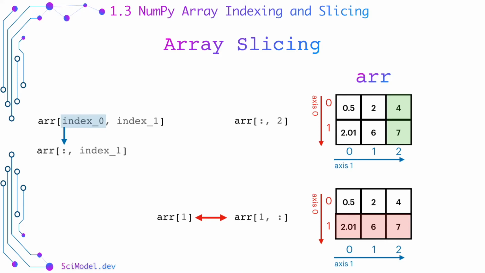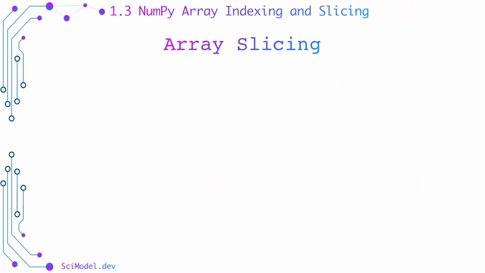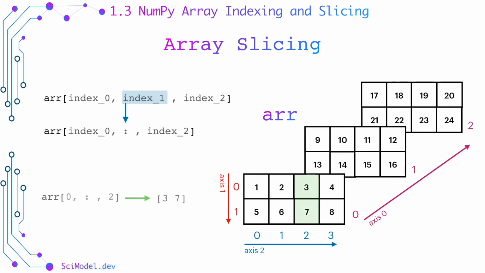Now let's look at how to column-wise slice a three-dimensional array. The row axis in a two-dimensional array happens to be at axis 0. However, the row axis in a three-dimensional array happens to be at axis 1. Therefore, to access a column in a three-dimensional array, the colon must be placed at index 1. For example, having a 0 value at index 0 and value 2 at index 2 will result in an array with values 3 and 7.